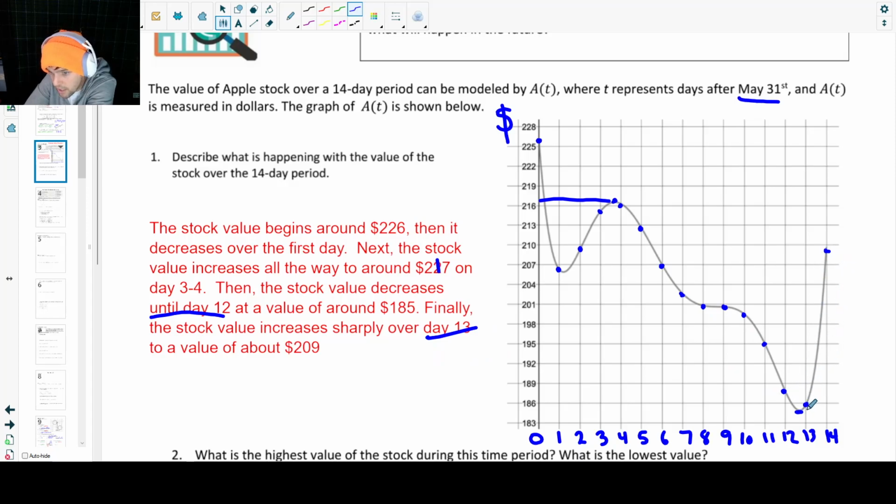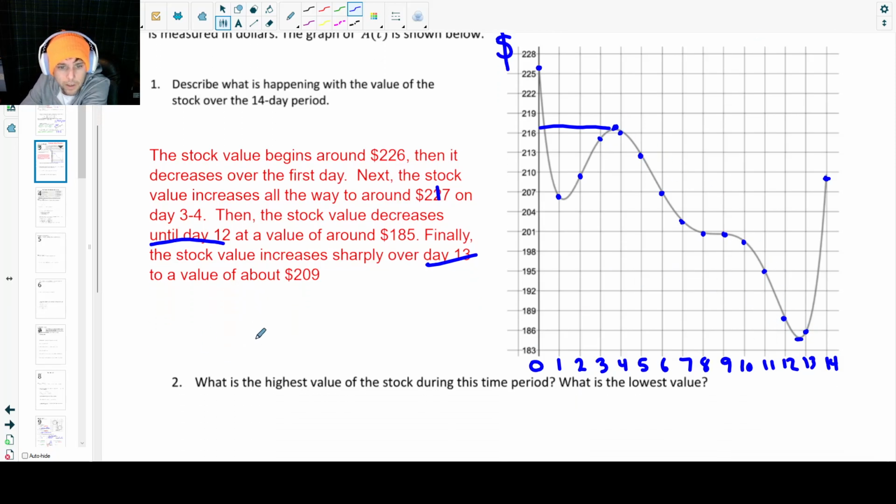I'm not really sure there, right? This would be the end of day 13 and the end of day 14. Yeah, so maybe during day 14 to a value of around 209. And yeah, that seems reasonable. Again, there's a lot of different things we could label and talk about on this graph. I just decided to talk about how it was increasing and decreasing and what maybe some of these maximum and minimum values were.